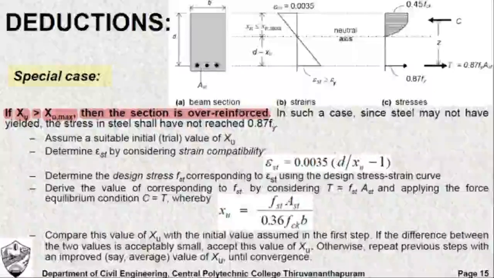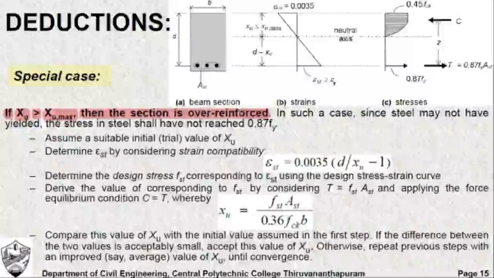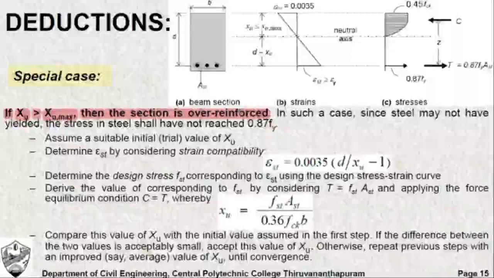What will you do? So this is a special case. Just listen carefully. You have to follow a different set of procedures. Unlike the previous procedures to determine the depth of neutral axis, you have to follow a different procedure to determine the depth of neutral axis for an over reinforced section. So if you are asked to analyze an over reinforced section, or if you are asked to determine the depth of neutral axis of an over reinforced section, you have to follow these procedures.